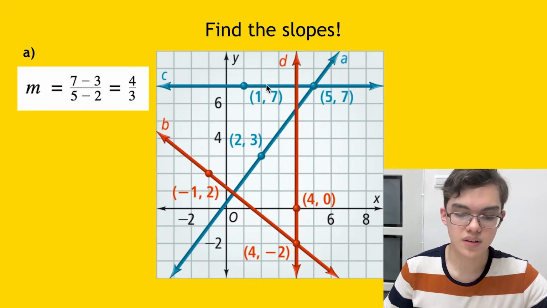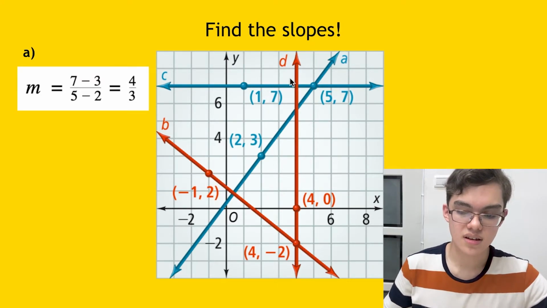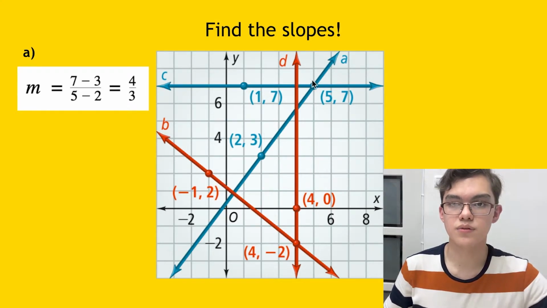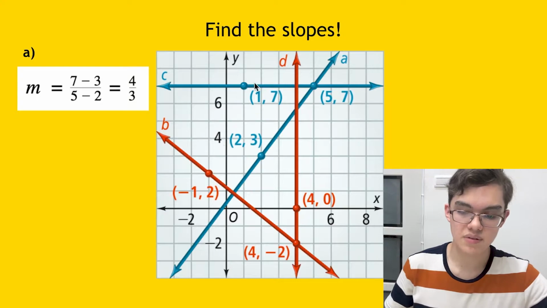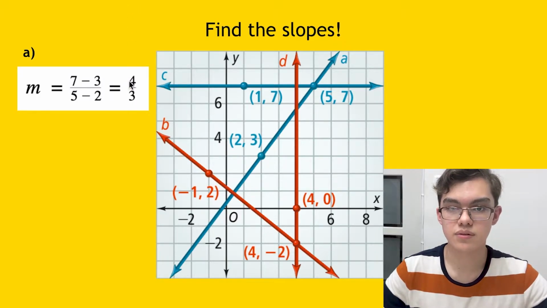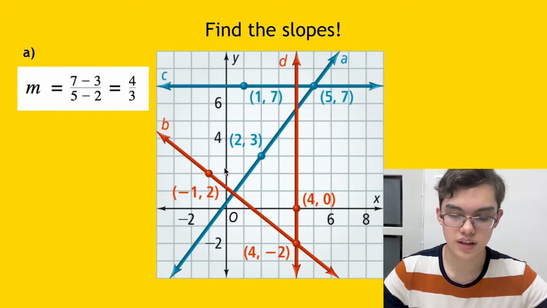1, 2, 3, 4. And so our horizontal distance, we can count it, but we can also calculate it. x2 is 5, x1 is 2. So 5 minus 2 is 3. And we can also count that: 1, 2, 3. That's our horizontal distance. And yep, so our slope is 4 over 3, rise over run. That's the slope of line A.